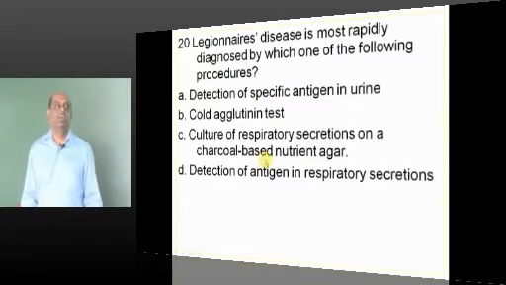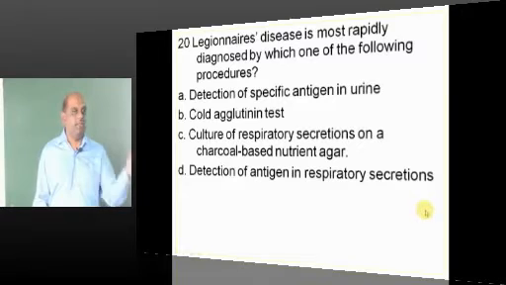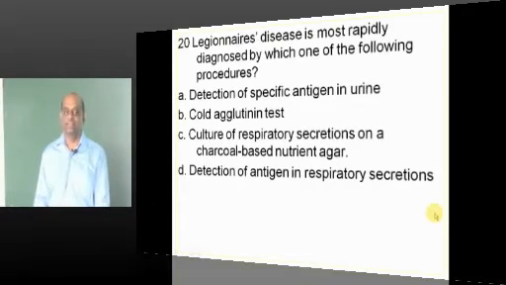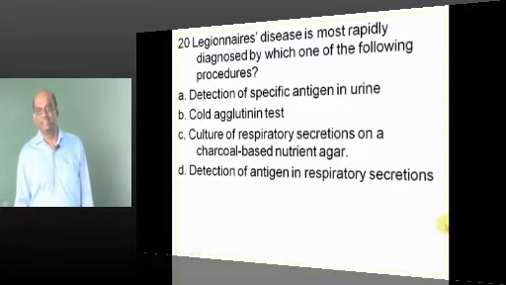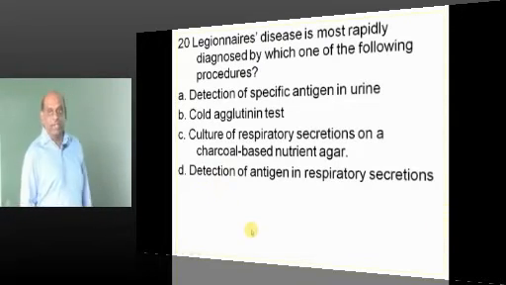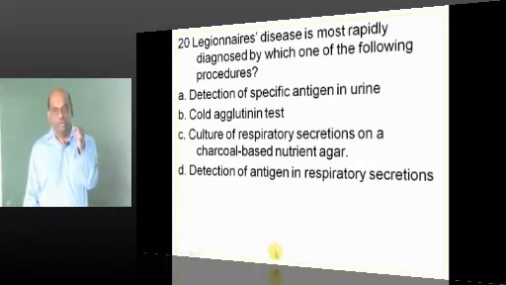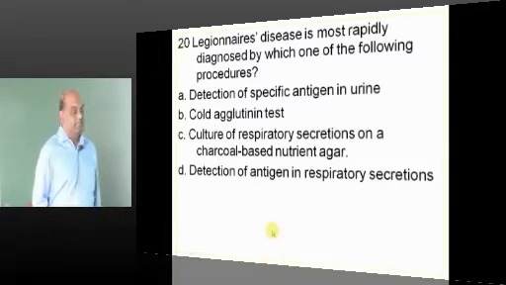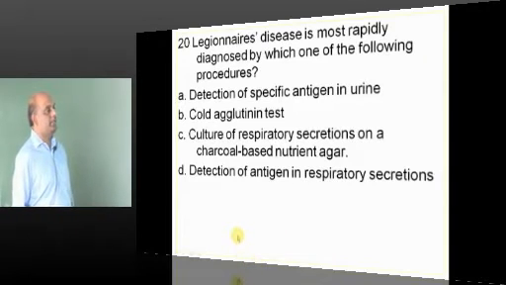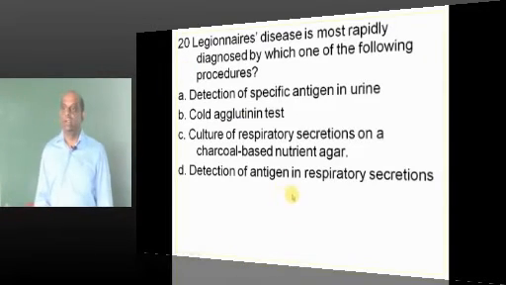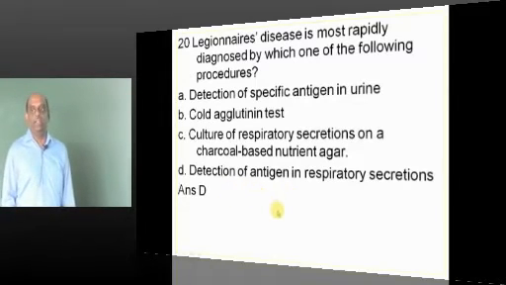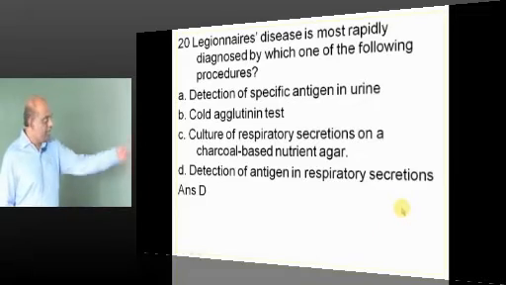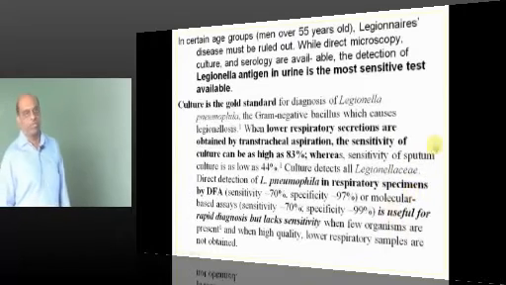Legionnaires. What is the rapid test, what is the sensitive test, what is the specific test? Three things are there to know. Bolo. Legionella. Cold agglutinin. Most unused test. Any other? A. Nafis, what is your answer? A. A. That's good. Specific antigen in the urine or respiratory secretions? Urine also will do, that is specific. But the most rapid is in the respiratory secretions. That's what you need to appreciate.